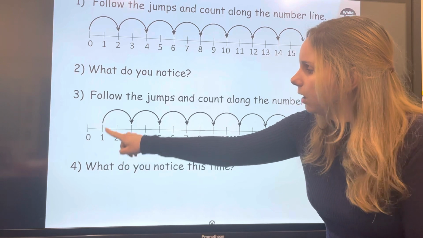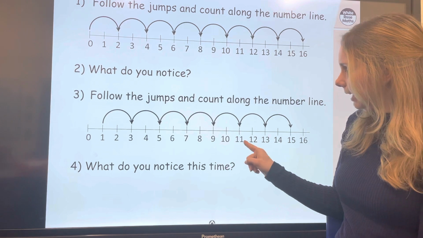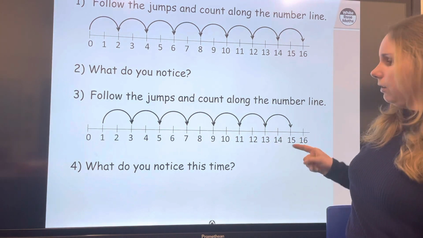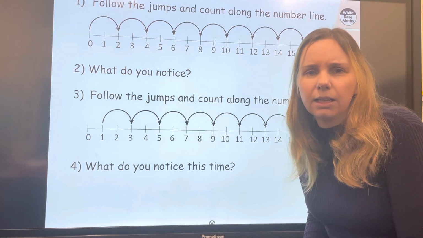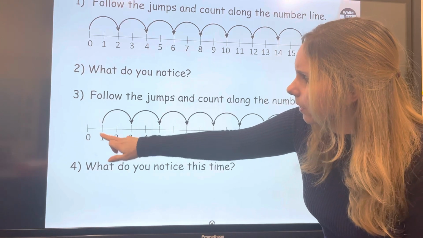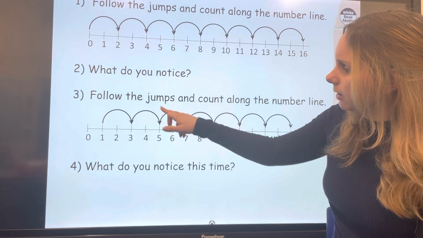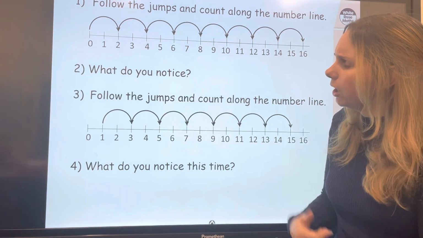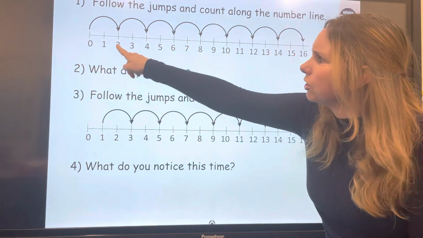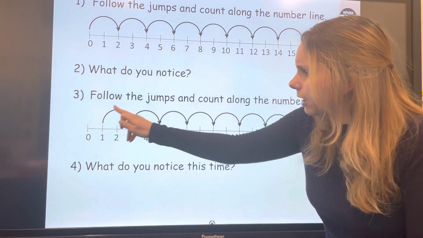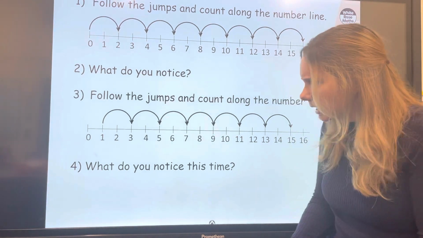We start at 1, 3, 5, 7. Join in at home. 9, 11, 13, 15. What do we notice this time? What are we counting in? We're still counting in jumps of 2. Still counting in steps of 2, but we're not saying the same numbers, because this time I started on 0 and went to 2, 2 to 4. This time I'm starting on 1 and going to 3 and going to 5, but I'm still counting 2s. That's a little bit confusing, isn't it?